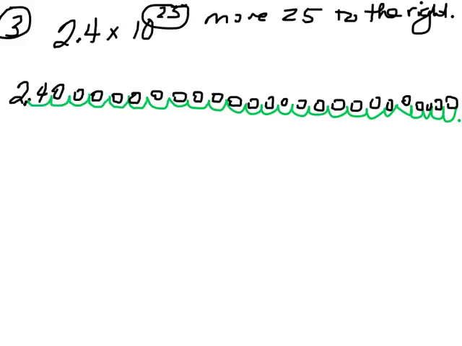Goodness. Okay, so 1, 2, 3, comma, 1, 2, 3, comma, 1, 2, 3, comma, 1, 2, 3, comma, 1, 2, 3, comma, 1, 2, 3, comma, 1, 2, 3, comma, 1, 2, 3, comma. That's 24 septillion. My decimal place is now down here.